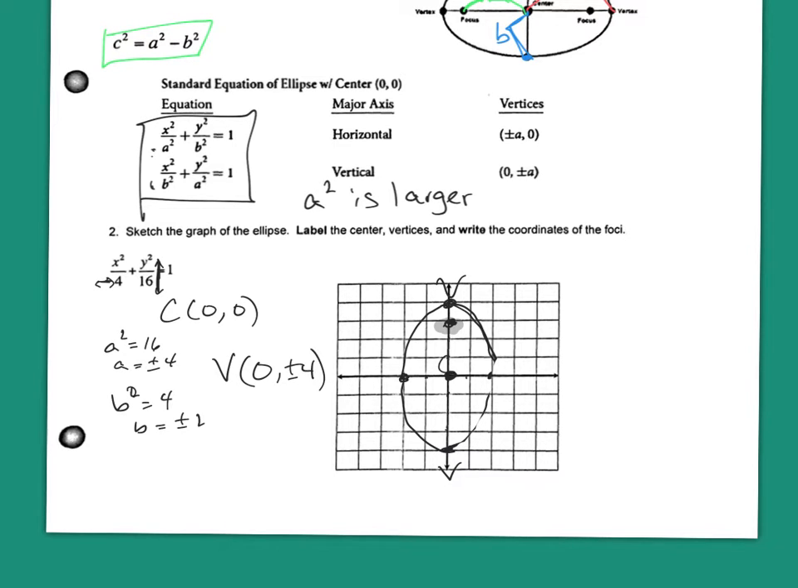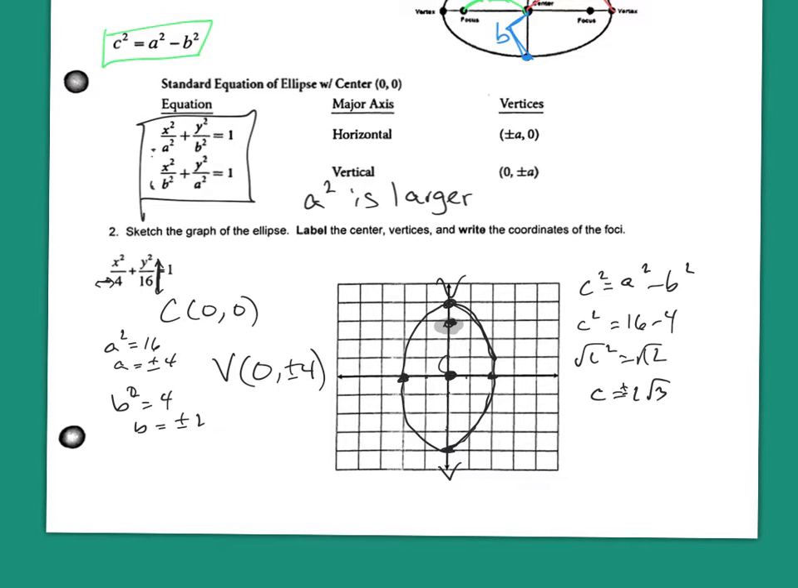The value of C, you don't have to graph the focal points, but the focal points are important. So C squared is equal to A squared minus B squared, or basically big minus small. You'll always be given that formula. So we're going to do 16 minus 4. So C squared is 12. You do need to take the square root of that and keep that in radical form.